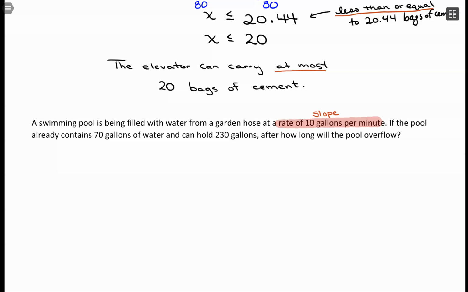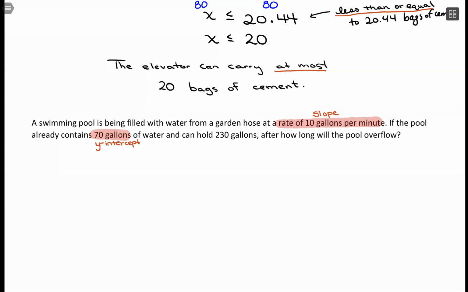If the pool already contains 70 gallons of water and can hold 230 gallons, after how long will the pool overflow? So the piece of information they tell us, it already contains 70 gallons. So, get my highlighter. Yeah, 70 gallons. So that's our starting point. Without any extra water being added in from the garden hose, we're starting at 70. So that's our y-intercept. That's our starting point.